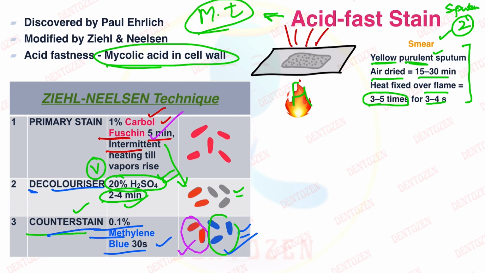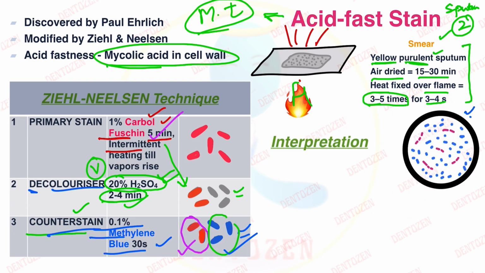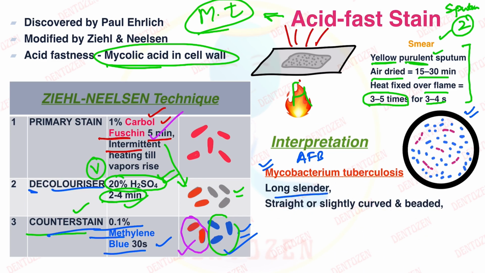So interpretation, when we see this stained slide under the microscope, we can see like this. So our acid fast bacilli, example is Mycobacterium tuberculosis. They will appear long, slender, thin bacteria, straight or slightly curved. As you can see, these are the acid fast bacilli, slender, slightly curved or straight or beaded, and they will be red. Whereas non-acid fast bacilli, as you can see in the background, they will be blue in color. So that is non-acid fast, blue color.